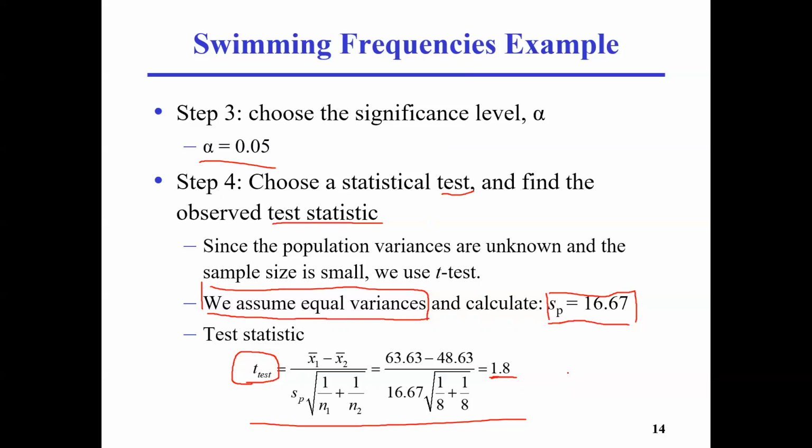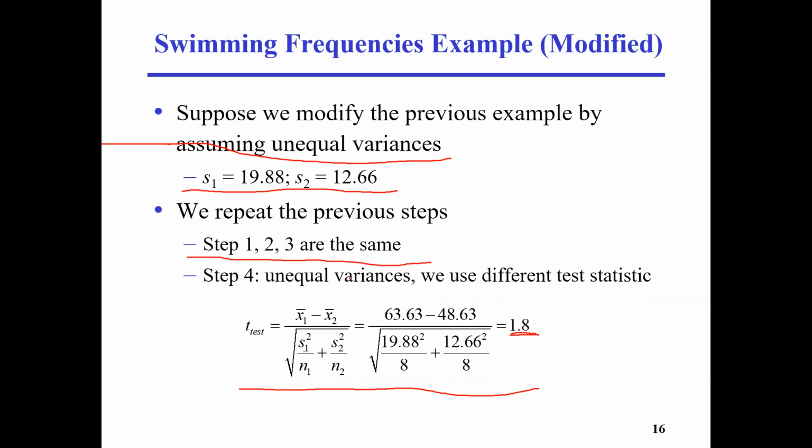You should know that this is just a coincidence, okay? It is not saying that the t-test value is the same no matter whether you assume equal variances or not. You still have to calculate SP if equal variances are assumed, and then get the t-test value. If you assume unequal variances, just use this formula to calculate the t-test value. Here, the two values are both 1.8, it's just a coincidence.